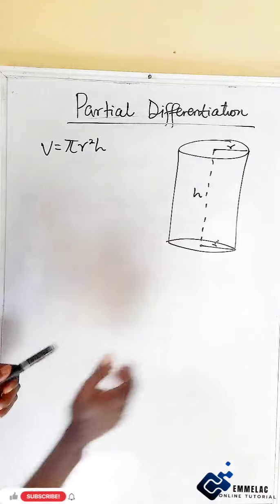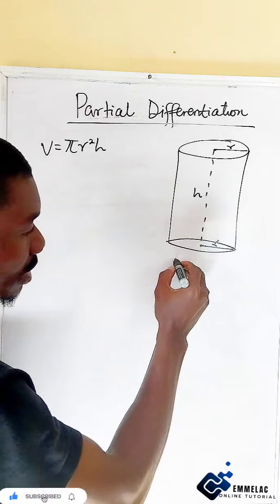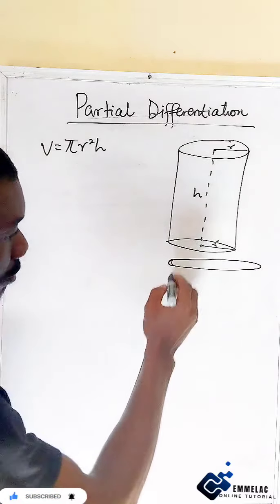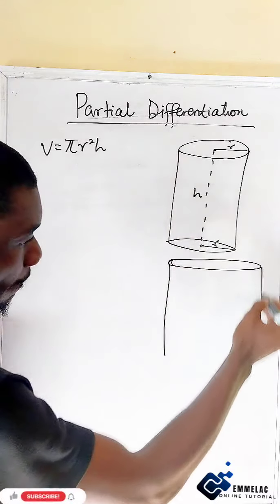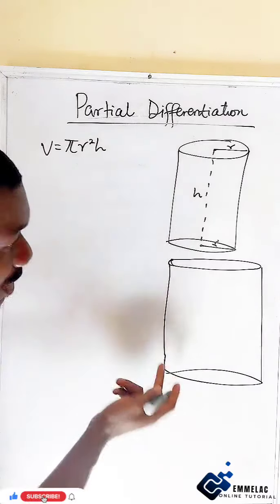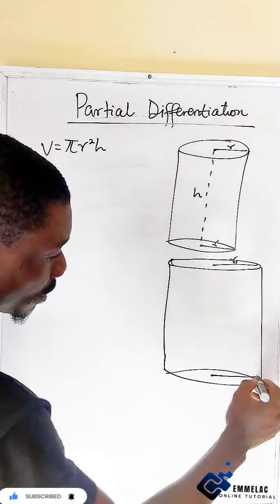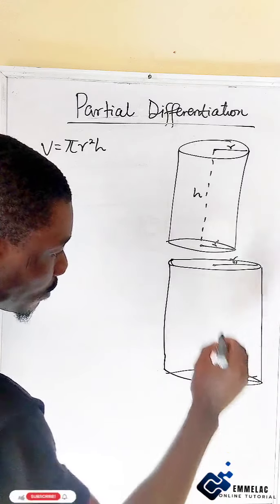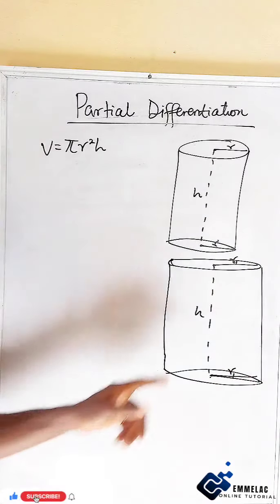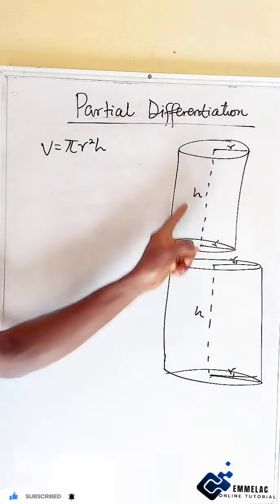Let us say, for instance, if I decide to increase the radius, with the height the same, I assume the heights are the same. Now the radius r1. Looking at this, you can see that there is an increase in the volume compared to this. Take note that the heights are the same.